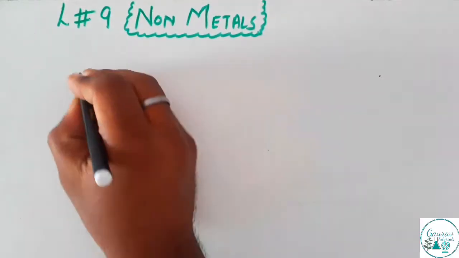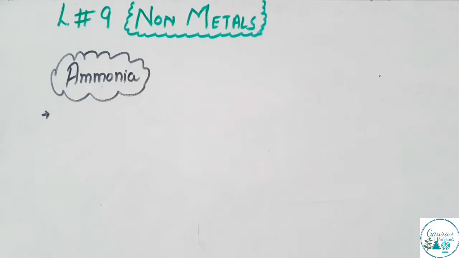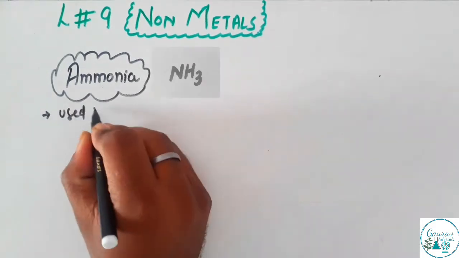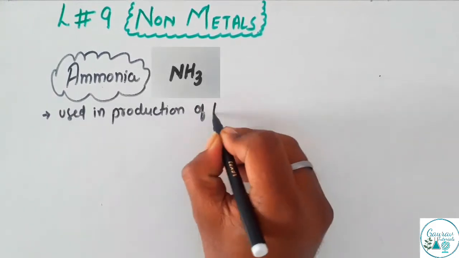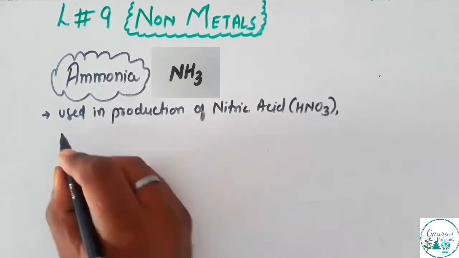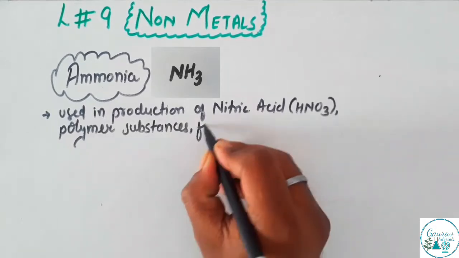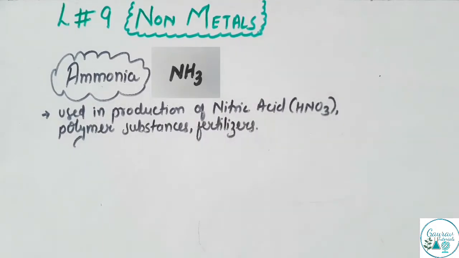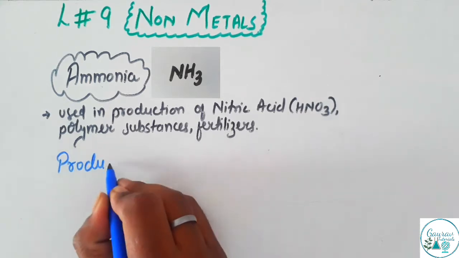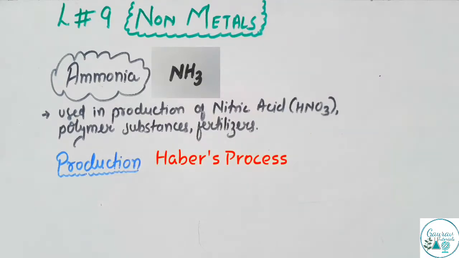Today we will continue our non-metals and we will talk about ammonia. Ammonia is used for a variety of purposes, ranging from the production of nitric acid, whose formula is HNO3, to polymeric substances, that is nylon basically, and the production of artificial fertilizers. Let us get into the production of ammonia now. Ammonia has its formula as NH3.